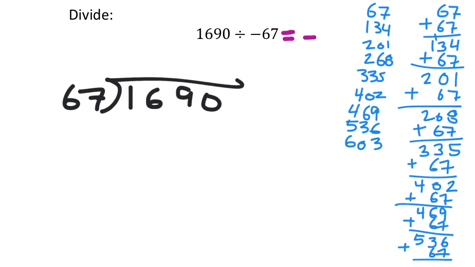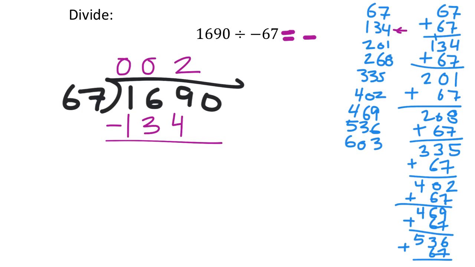So I'm going to go through this problem, right? I see 67 does not go into 1. It does not go into 16, but it will go into 169. Looks like that's my second multiple, the 134. So we'll say it goes into it 2 times. And 2 times 67, again, I'm using my chart there, is 134, so I'll subtract that. So 9 minus 4 is 5, 6 minus 3 is 3. So 35 is less than 67, that's what we want.